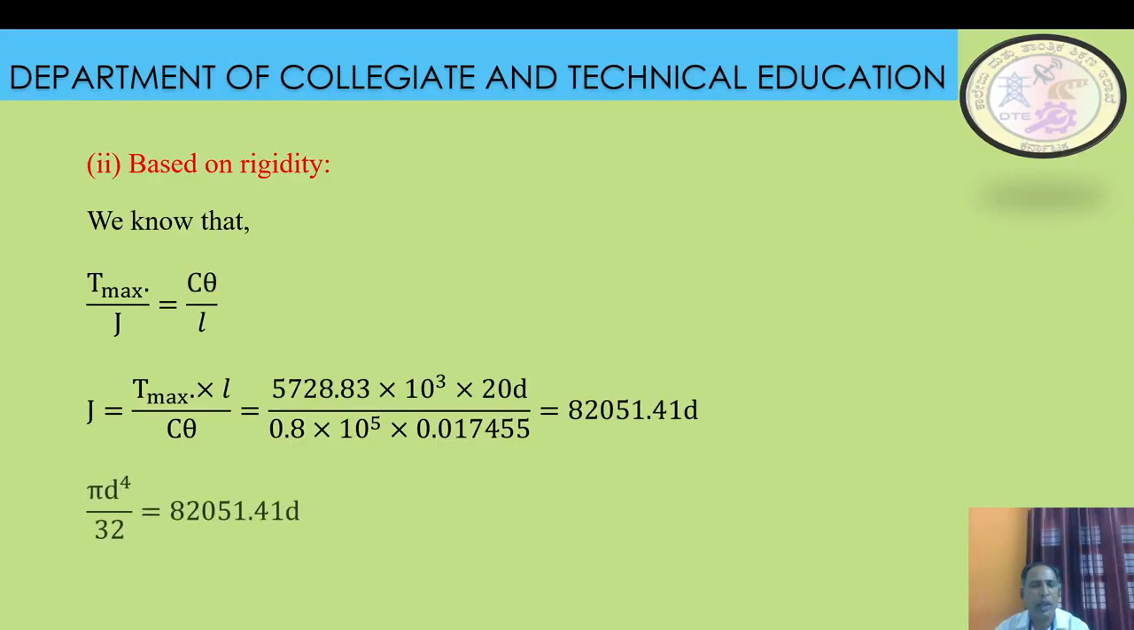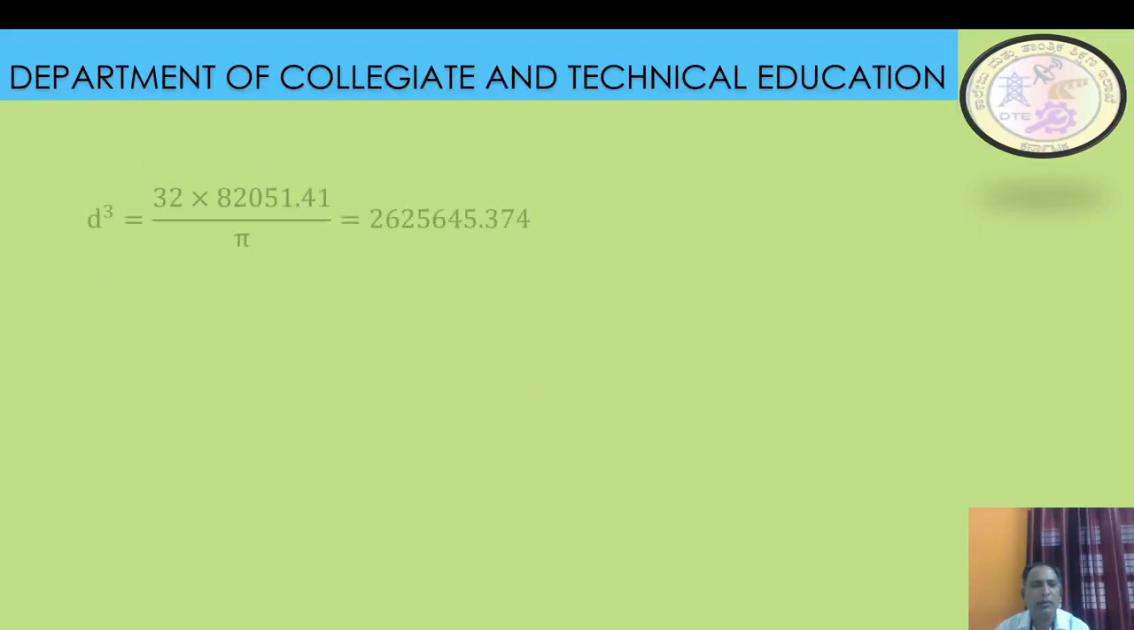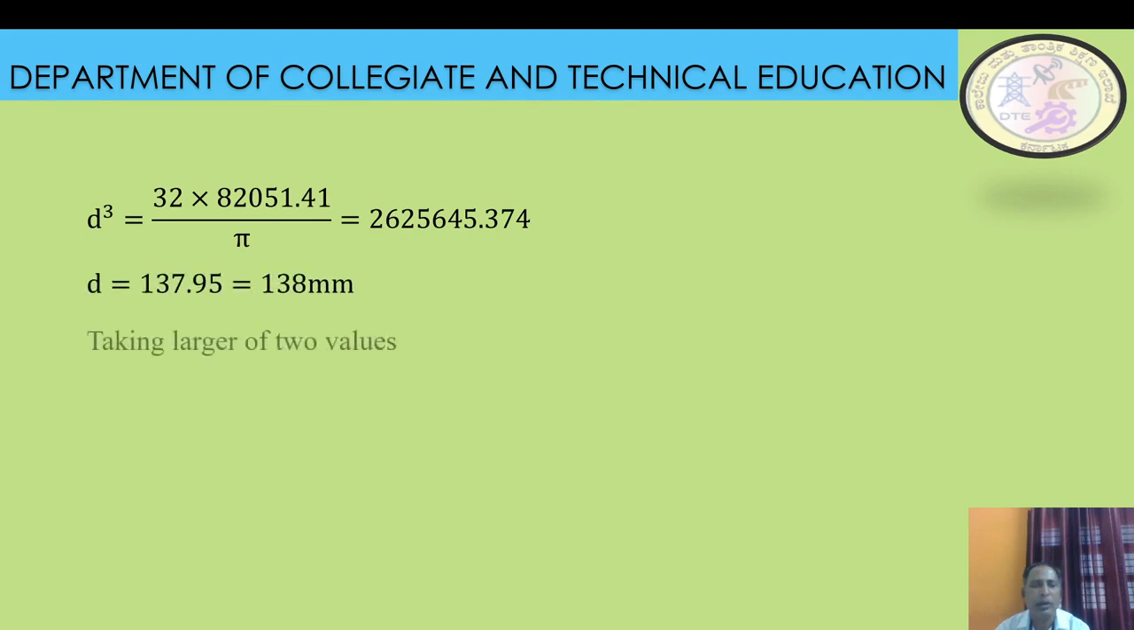As we know, J is equal to pi by 32 into d raised to 4 for a solid shaft. So pi by 32 into d raised to 4 is equal to 82,051.41 times d. Here one d gets cancelled with d raised to 4. Therefore, d cube is equal to 32 into 82,051.41 divided by pi. So d is equal to 137.95 mm or 138 mm. Among the two values, the larger value of the diameter obtained will be taken as the diameter of the shaft. Therefore, taking the larger of the two values, d is equal to 138 mm.